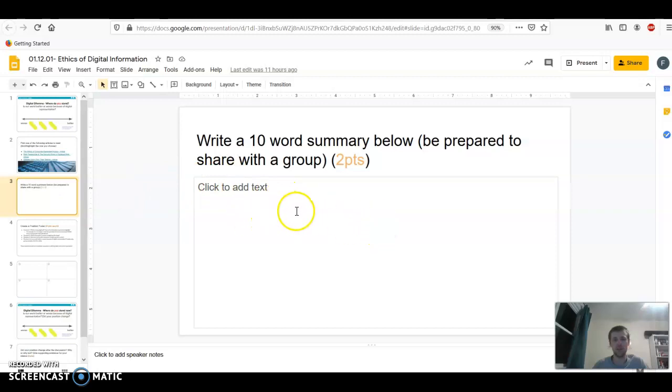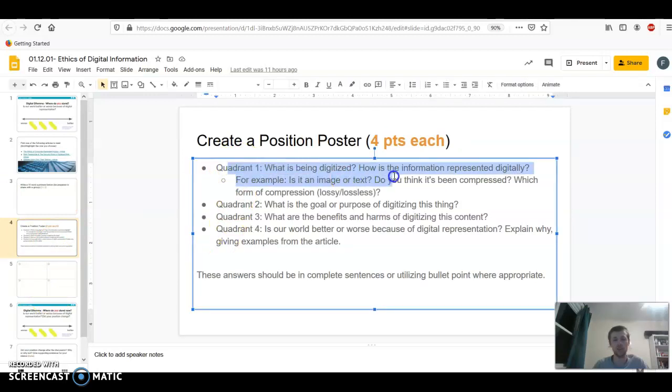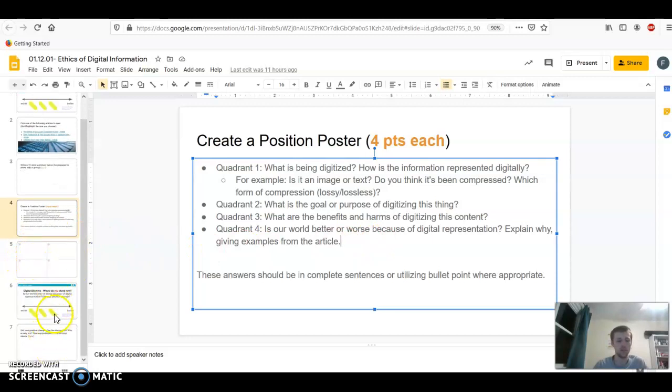So write a 10-word summary describing it, and then fill out the following slides with some information. What is being digitized and how might it be stored? What kind of compression might you be looking at? What is the goal of doing that? Who is benefiting and who's being hurt? And is our society better or worse off due to whatever's going on in the article? Should be pretty fun and straightforward.